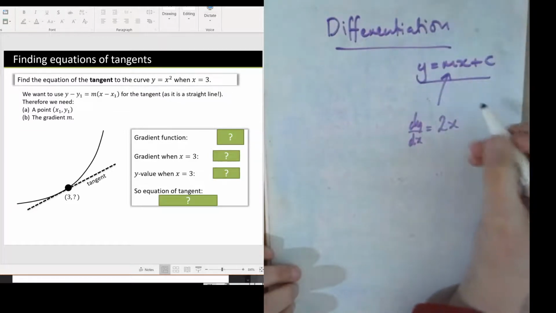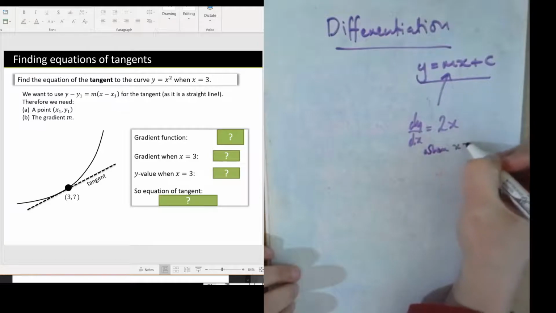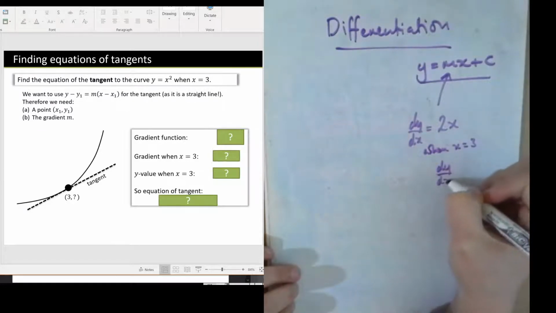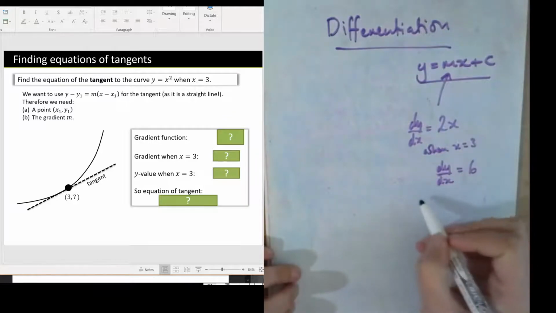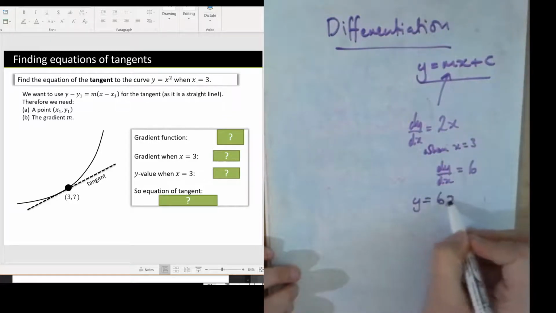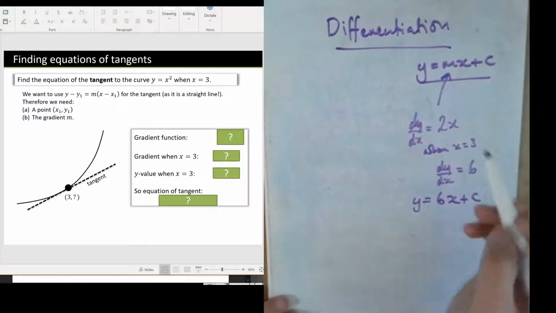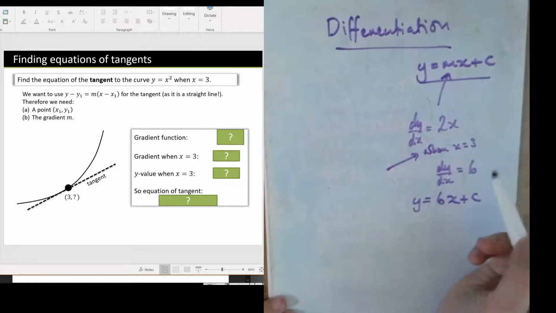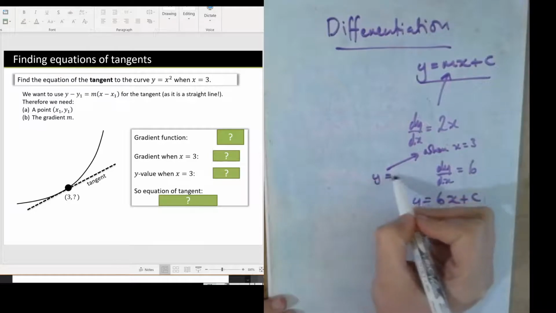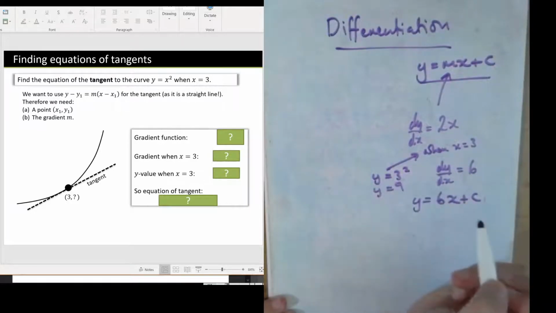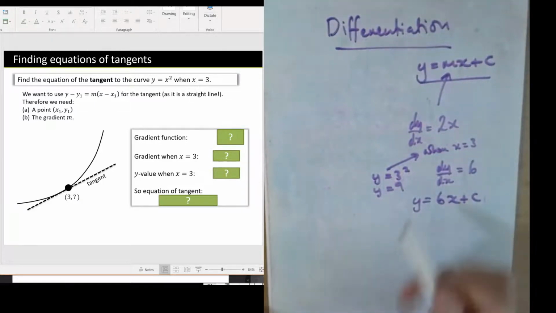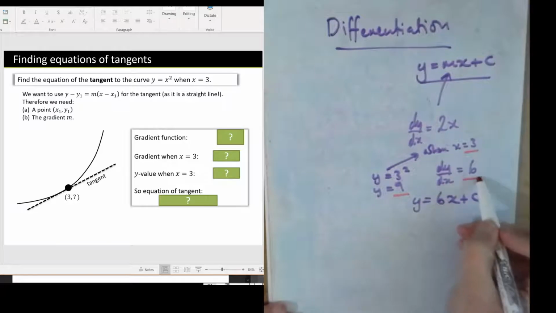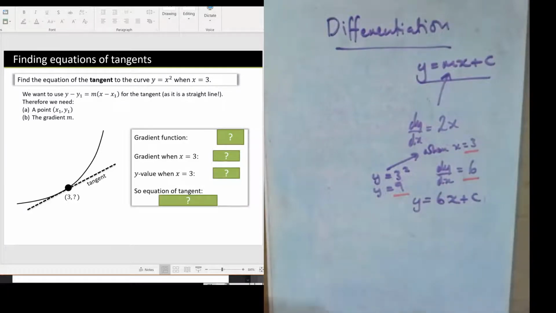But it's telling me when x equals 3, dy over dx equals 6. Okay, so in this equation, I've got y equals 6x plus c. But because they've told me about x equals 3, that means when x equals 3, y equals 3 squared, so y equals 9. So I now have these two values, and I've also got the gradient. So the way to find out c is just to insert those three values into this equation, and then you can find out what c is.